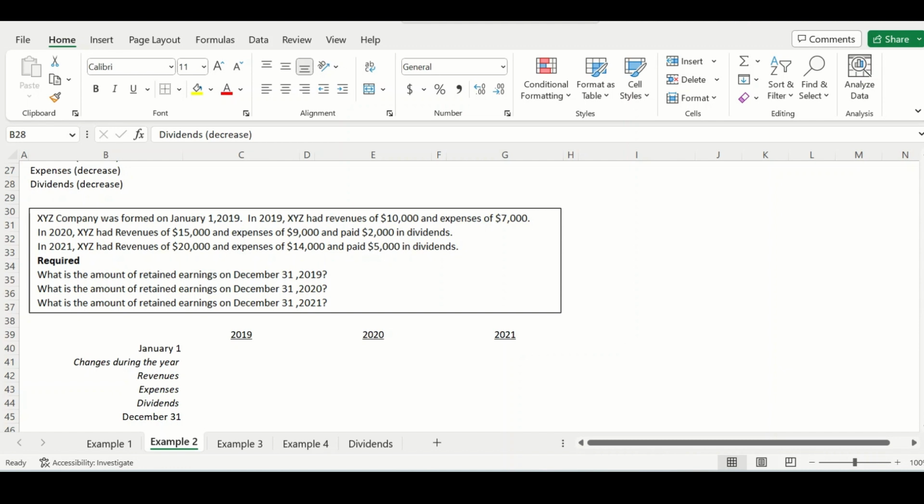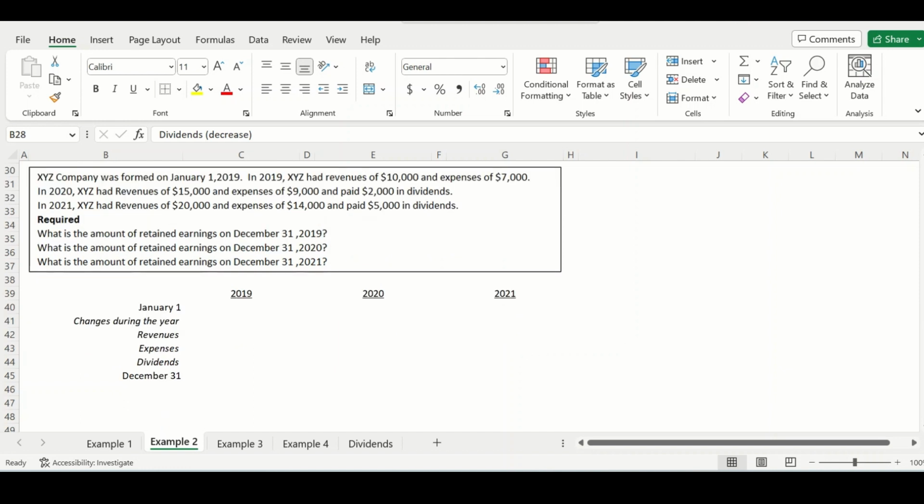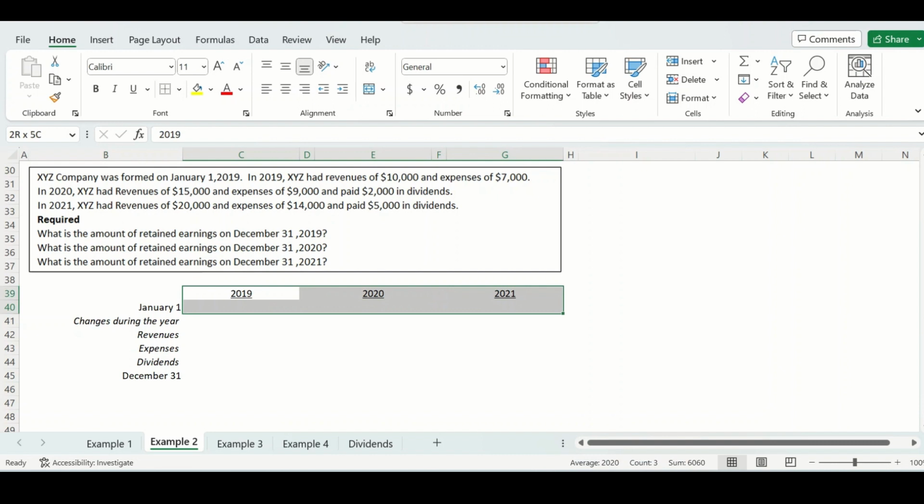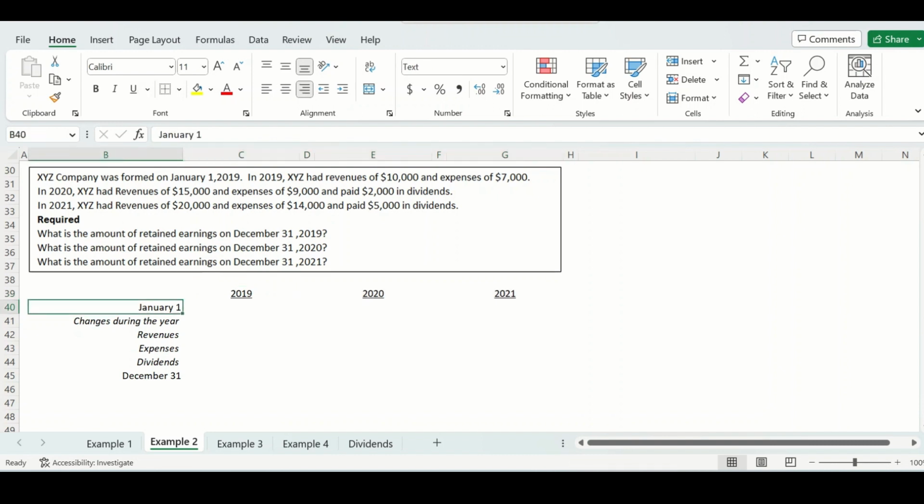So in order to figure out the ending balance, or the December 31st balance, of each year, we need to first start with the beginning balance. So I've put up a little table. I have the years across the top that we need to figure out, and then I have the January 1 line where we'll figure out the beginning balance of each year. We'll also write down the changes during the year. So again, we know that retained earnings are affected by revenues, expenses, and dividends. And then that'll get us to our ending balance for the year, our December 31st balance.